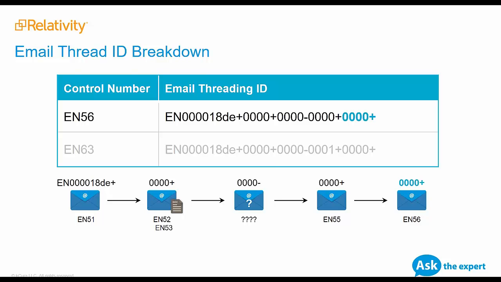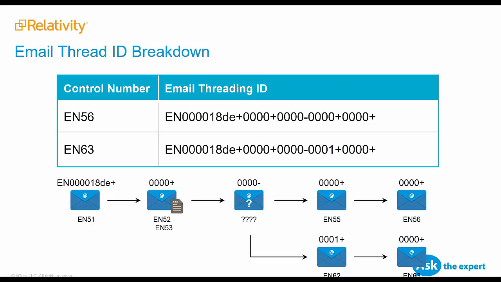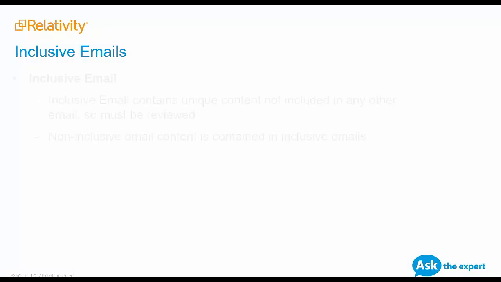And then just to quickly illustrate, if a conversation were to branch off, we see that 0001 highlighted there, and that's going to branch off down here. Another conversation, maybe it was forwarded, and then we get to the EN63, and that's where you see the emails that precede it in its conversation thread. These concepts are basically the foundation on which email thread visualization is built, and we'll see that. Then the concept of inclusive emails.